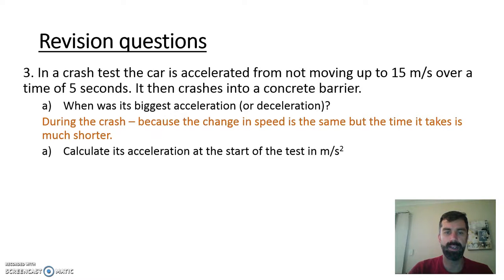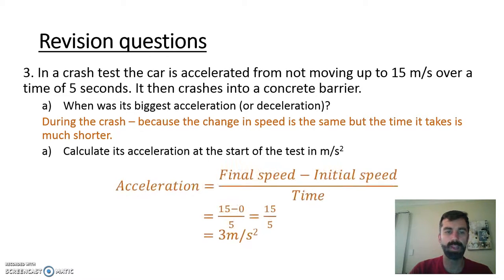Okay, and then we have to calculate the acceleration at the start of the test. So this is when it's speeding up. We use the formula to do that, which says it's final speed minus initial speed over time. And that's 15 minus 0 divided by 5. Now remember, because this divide line is for all of the top, we have to figure out what that is first, which is just 15, because it's 15 minus 0. Then we divide by 5, so that's 3 meters per second squared.